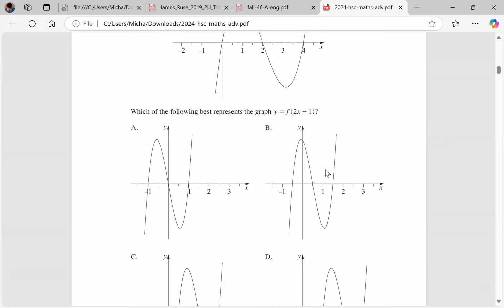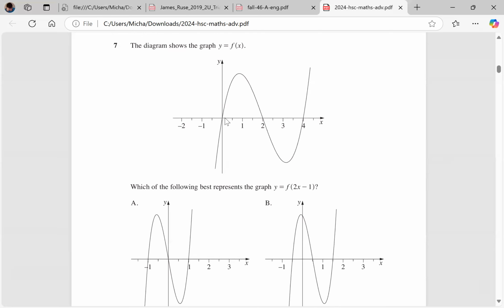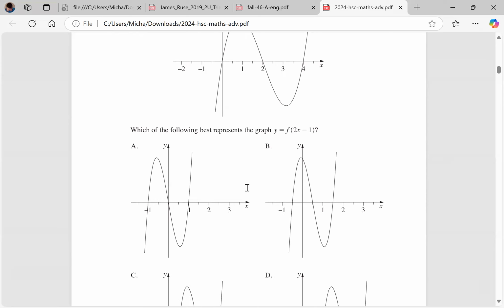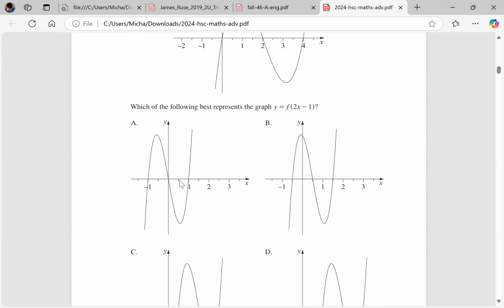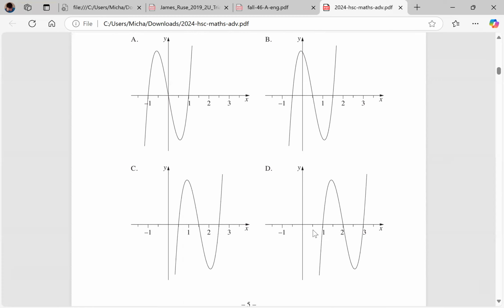Yeah, you just need to try some values. So for example, when x is 0 here, the output is 0, right? So f of 0 is 0. But here you need to input, say, a half to get 0. So you need the half to output 0. And already that eliminates A and D.